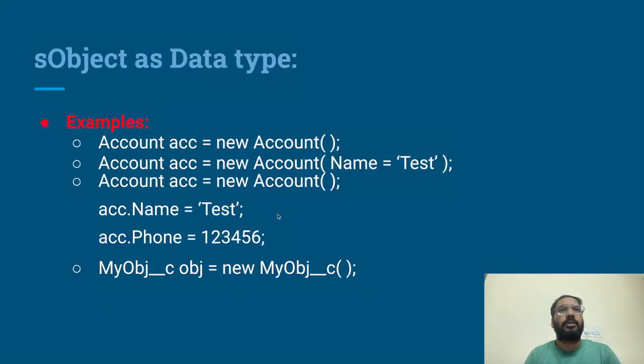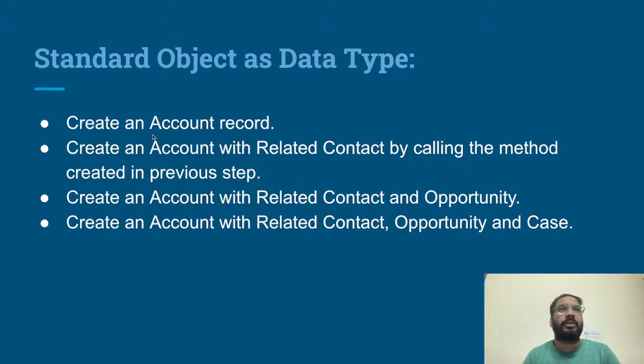Okay, so what I did was explain this first requirement. Right now we are discussing how we can use a standard object as a data type. Now we have one more requirement where we need to create an account as well as a related contact. Yesterday someone asked me, can we call one method of a class into another method? So right now I'm going to explain how we can call one method of a class into another.